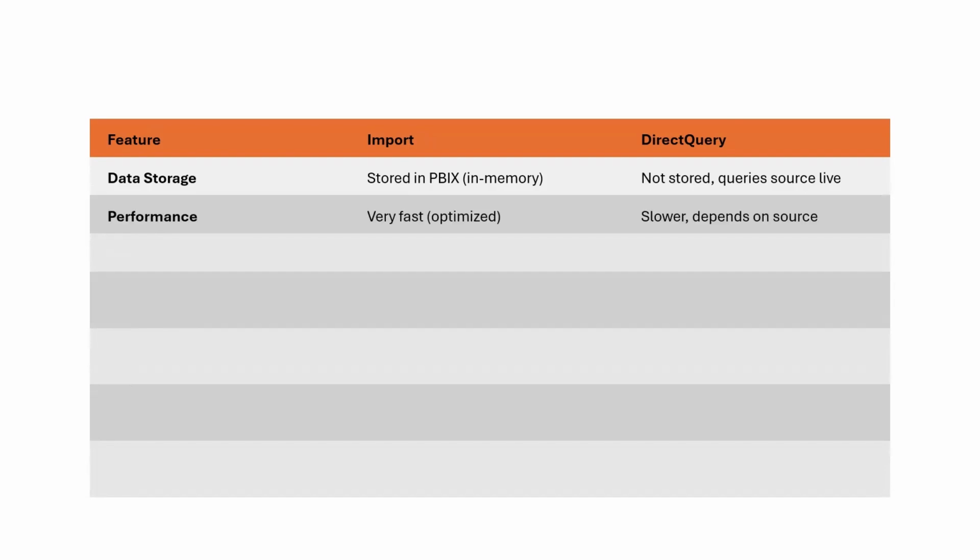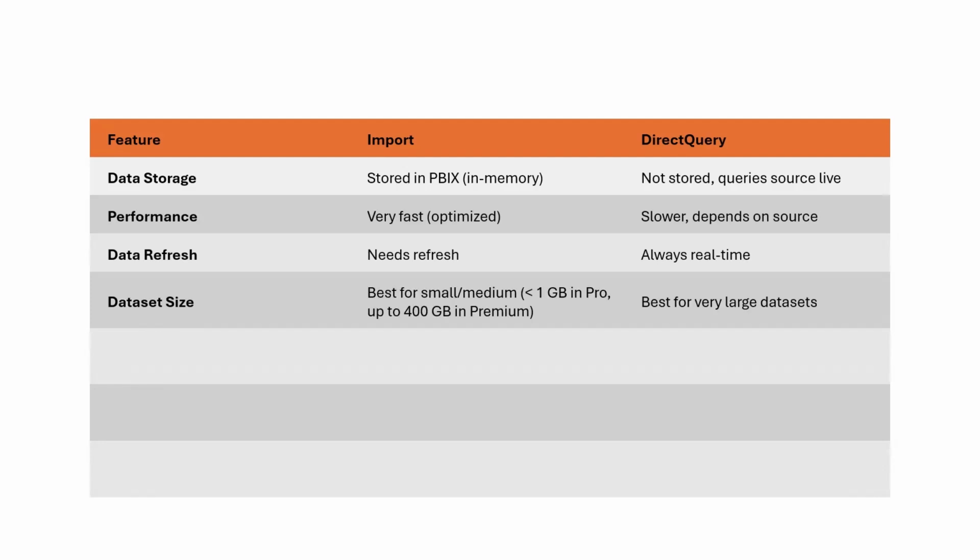In terms of performance, import mode is very fast because the data is natively stored. Direct query is slower and it depends on the source and the amount of query you are generating with each visual. In terms of data refresh, import mode requires you to refresh the data. You can do it based on on-demand refresh, or you can do it based on the scheduled data refresh. But direct query does not require a scheduled or on-demand refresh. It keeps on refreshing the data.